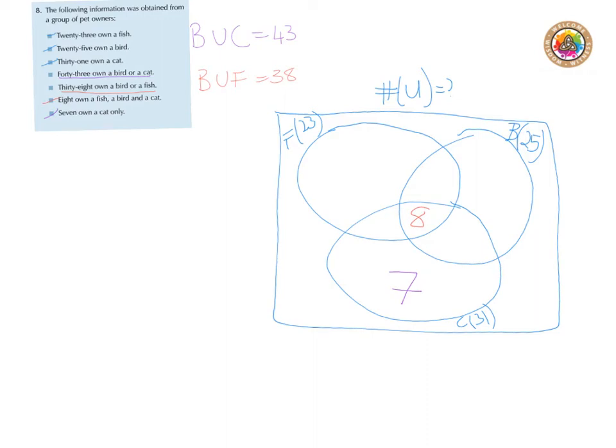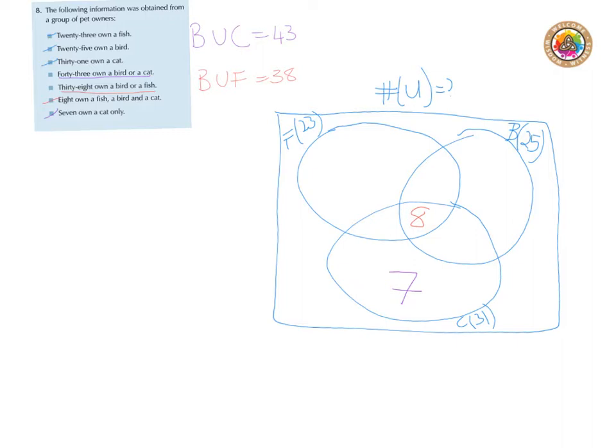Okay, so from what we can see here, this is our basic Venn diagram from question 8. Just from the information that we've been given so far, 23 own a fish, 25 own a bird, and 31 own a cat. Next piece of information that always goes into the actual Venn diagram is the intersection of the three sets. So the 8 own a fish, cat, and a bird. Next, we're told 7 own a cat only.